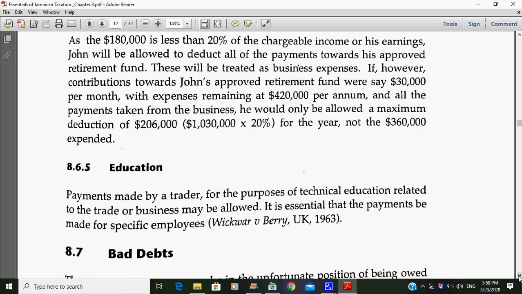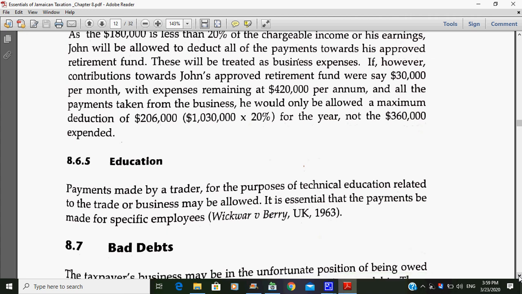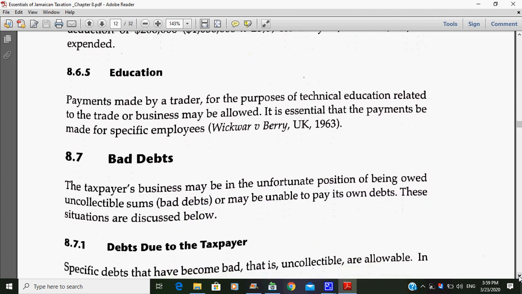Education: payments made by a trader for the purposes of technical education related to the trade or business may be allowed. It is essential that the payments be made for specific employees. Bad debts: a taxpayer's business may be in the unfortunate position of being owed collectible sums or may be unable to pay its own debts. These situations are discussed further below.